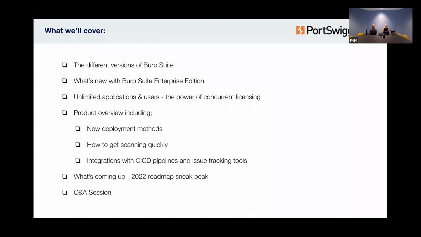As a quick recap of the agenda, we'll be discussing the different versions of Burp Suite. So this includes Burp Suite Professional and Burp Suite Enterprise. We'll cover the new features and enhancements within Burp Suite Enterprise Edition. Following that, we'll be touching on our licensing model, which leads us nicely into the product overview. This will be featuring our new deployment methods, how to get scanning quickly, and integrations with CI/CD pipelines and issue tracking tools. We will then give you a sneak peek into our 2022 roadmap and round this webinar off with a Q&A session. And again, don't worry if you don't get the chance to make notes on all of this. As I mentioned, the recording of this session will be available on the PortSwigginar YouTube and emailed to you as well.